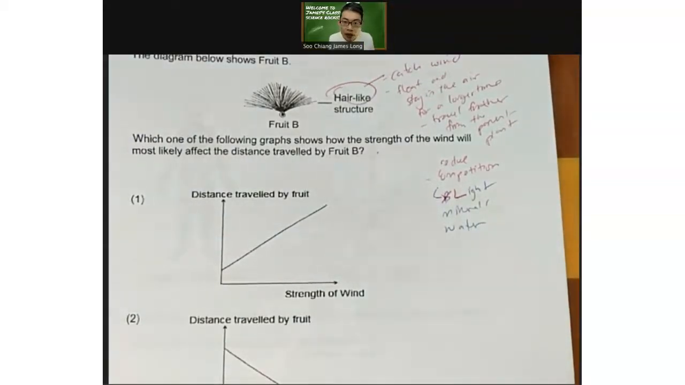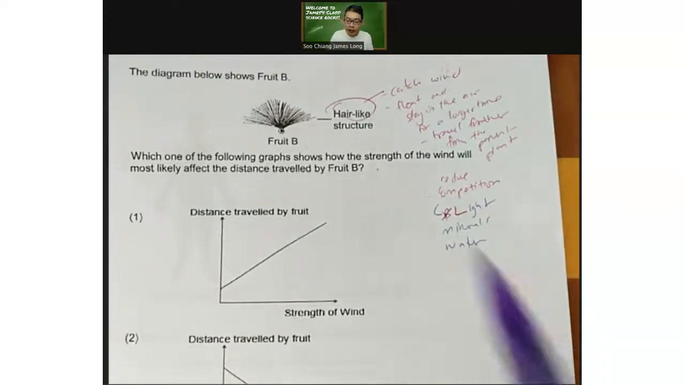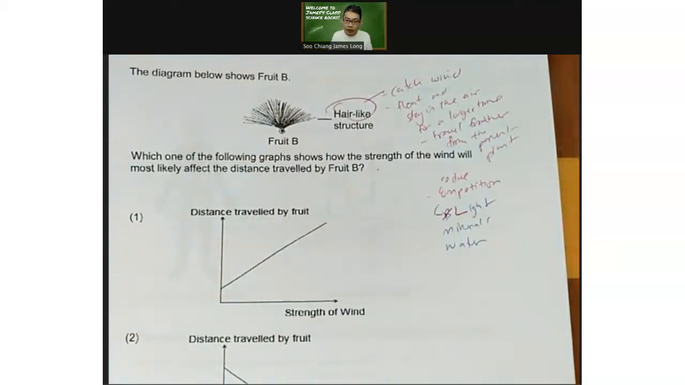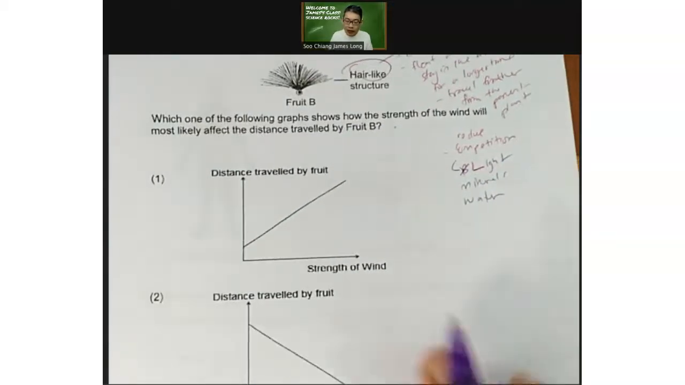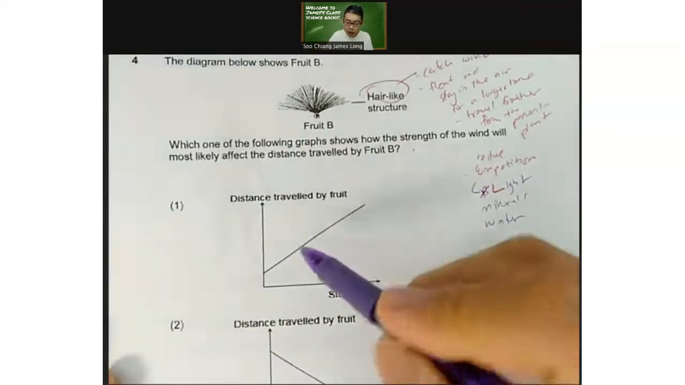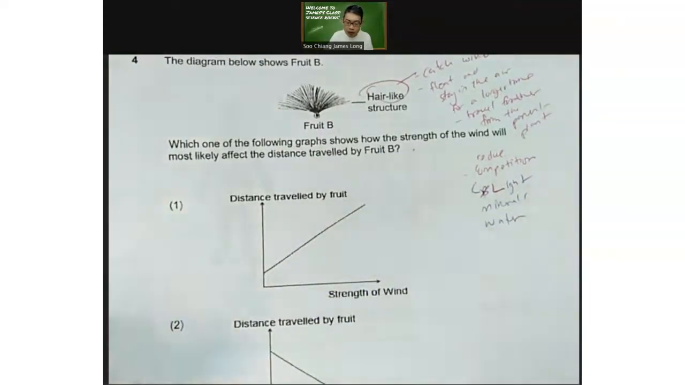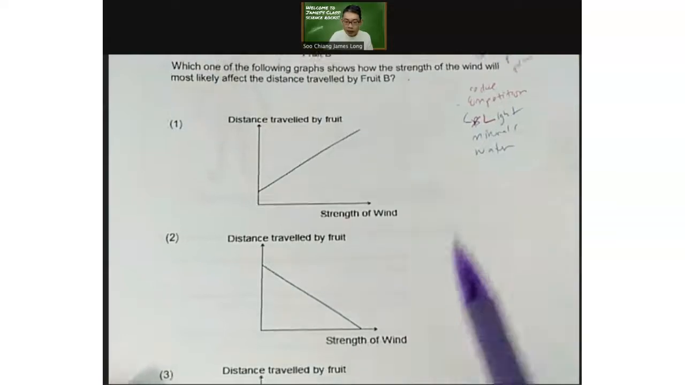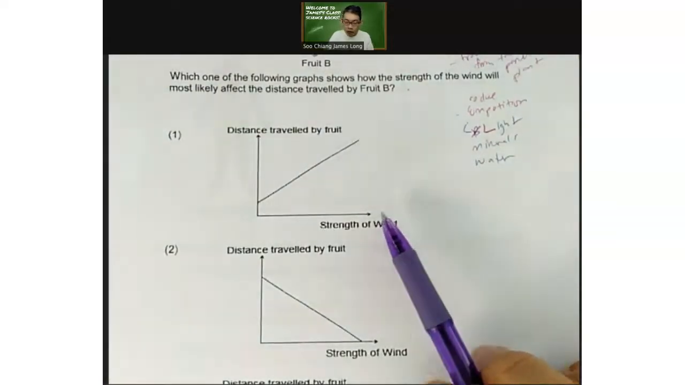Which of the following shows how the strength of the wind will affect the distance traveled by fruit B? Since it is meant to catch wind, of course, the stronger the wind is, the further it travels. So I should expect to see the distance traveled go up as the strength of the wind increases. So the graph should be this kind of pattern going up. But I'm not going to say this is the answer straight away. I'm just going to look through all the rest.